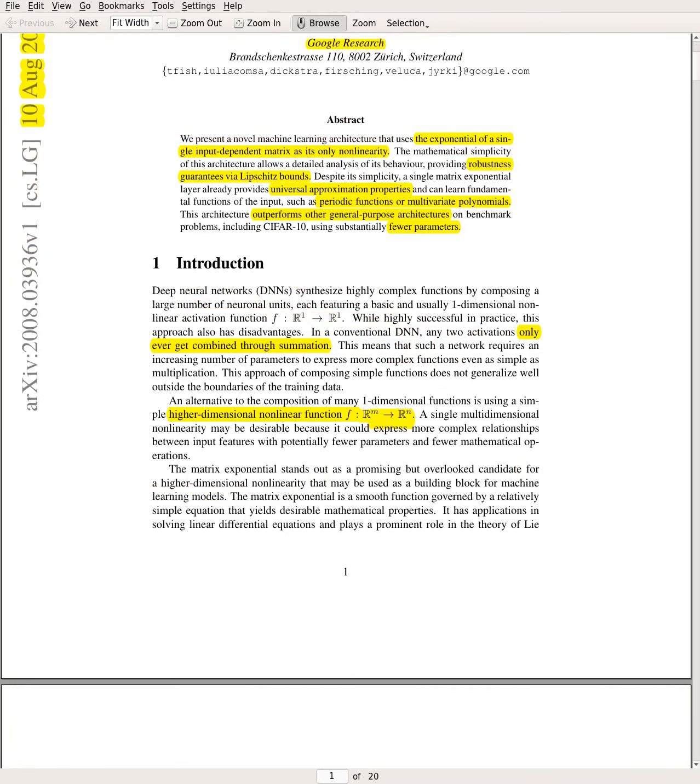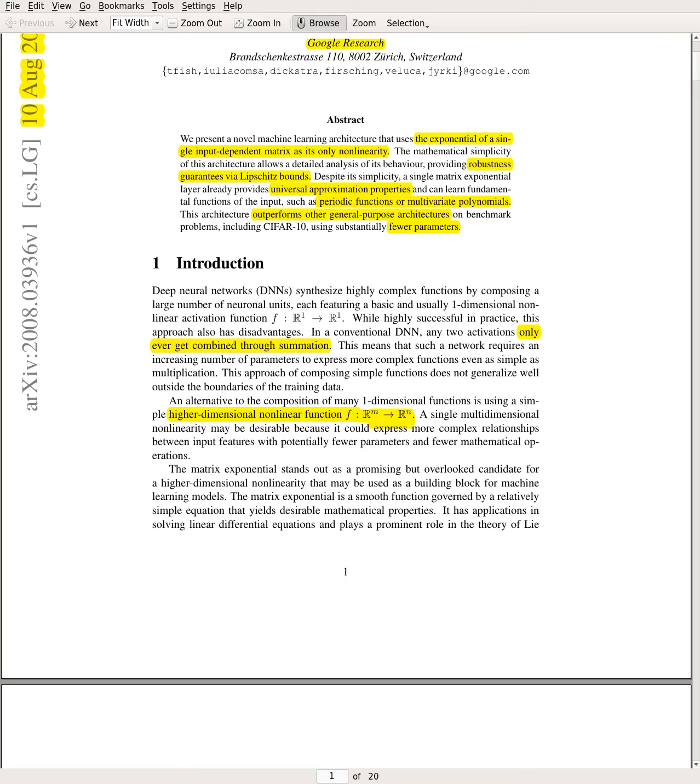So this paper proposes a new non-linearity, which is made up of several matrix additions, multiplications, but most importantly of matrix exponentiation. They are able to prove Lipschitz bounds to prove robustness, which I think is not possible with other non-linearities. They show that it has a universal approximation property.